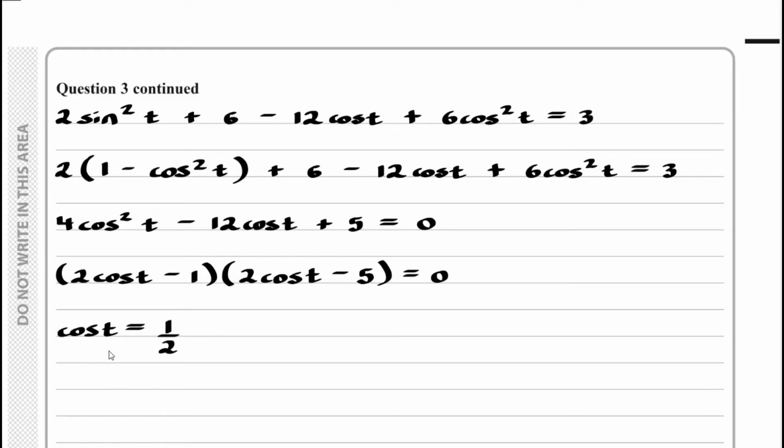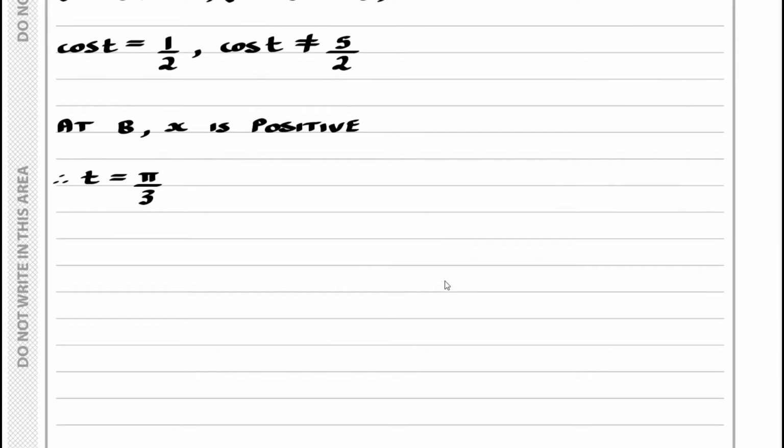in which case we see cos t is equal to 1/2, or cos t equals 5 over 2, which isn't possible. Which means then cos t equals 1/2 is our only solution, and at the point B x is positive, which means then t is equal to pi over 3. So at the point B, t is equal to pi over 3.